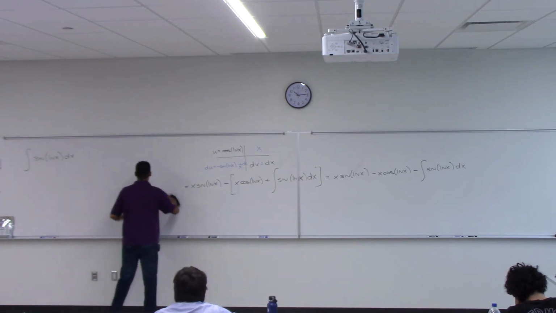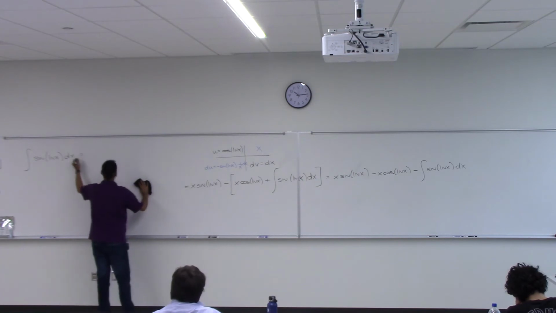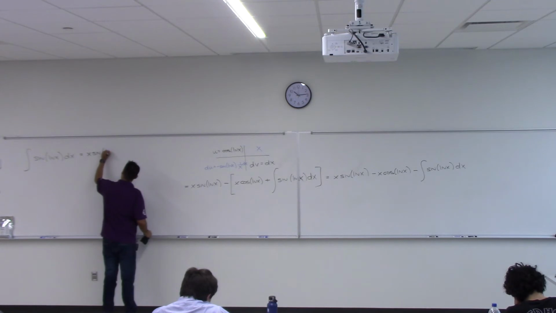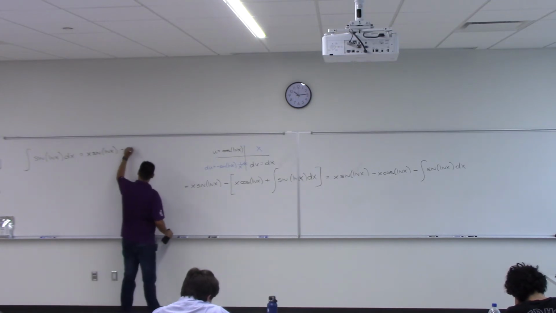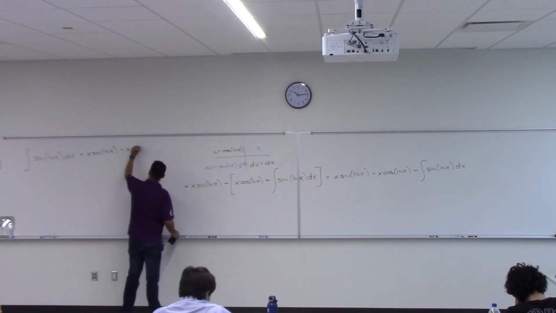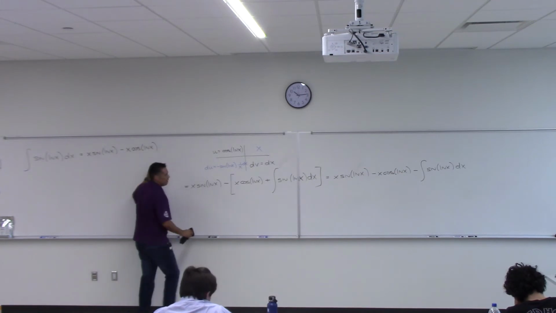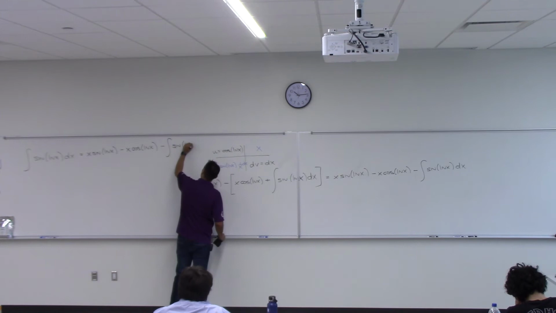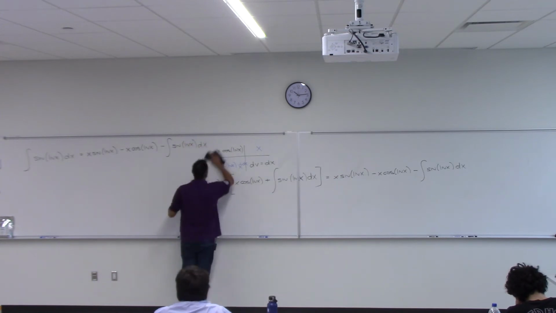Just to be thorough, I'm going to come back and write the original problem again. This is equal to, so far, x sine natural log x minus x cosine natural log x, and then minus the integral of sine of natural log x dx.